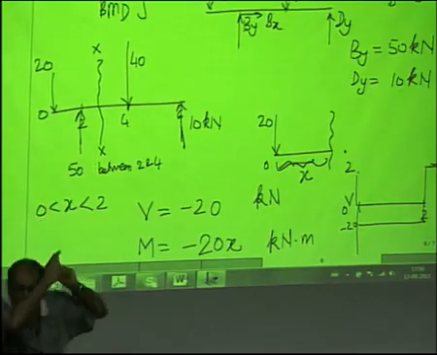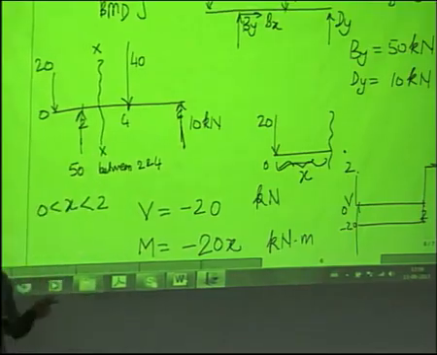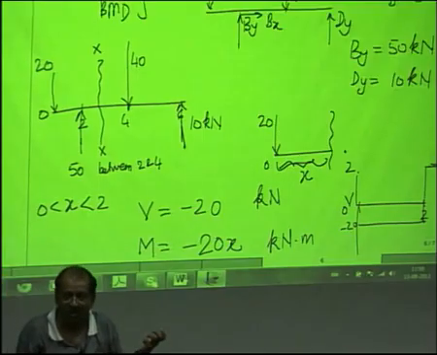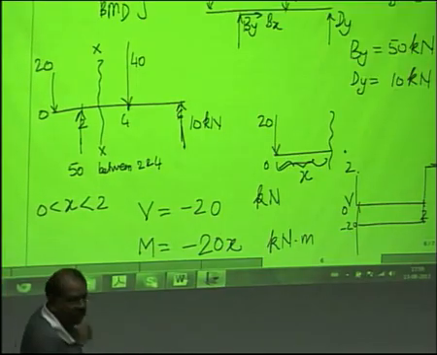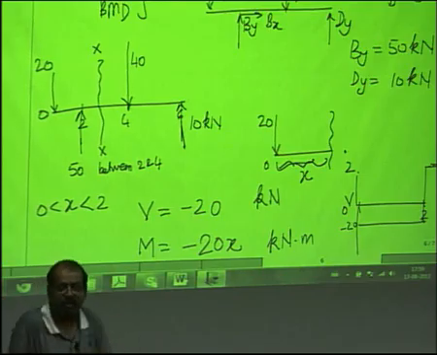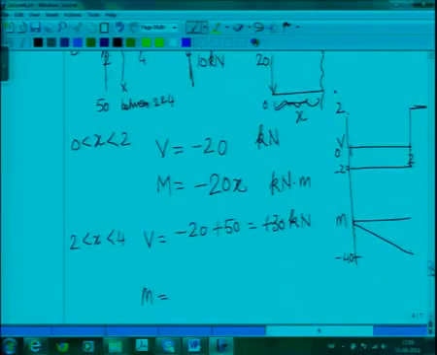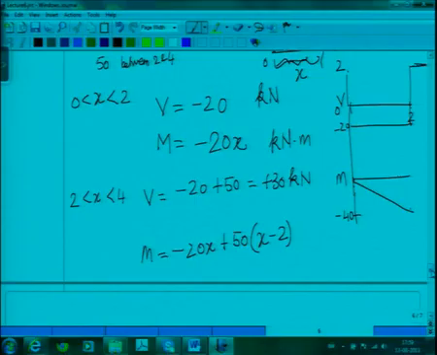What is zeta? The total distance is x, and the distance between this cut and the point where 50 is acting is x minus 2. So, the bending moment there will be minus 20x plus 50 multiplied by x minus 2. I keep on adding like this. So, therefore, the bending moment here will be minus 20x plus 50 multiplied by x minus 2. Now, I realize this is a straight line, so I calculate the value of M at 4.